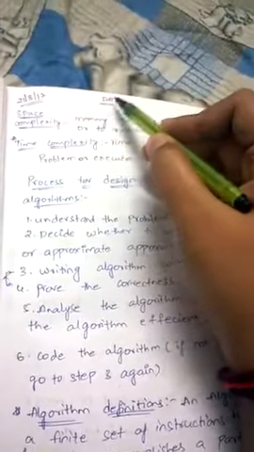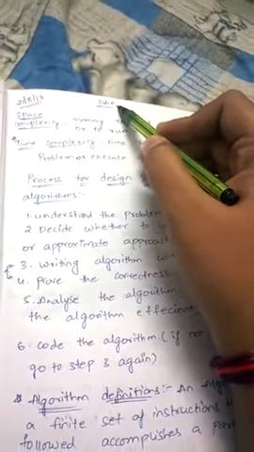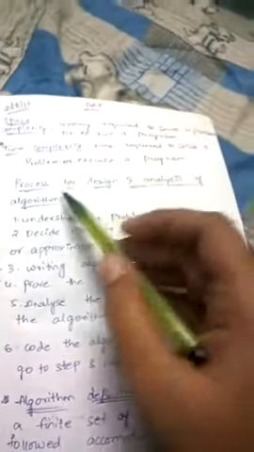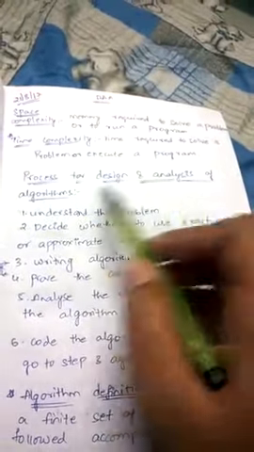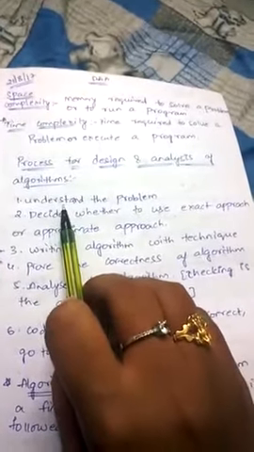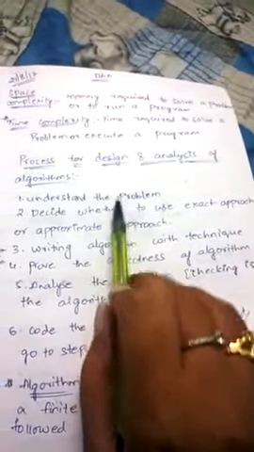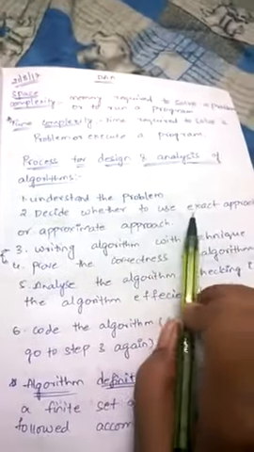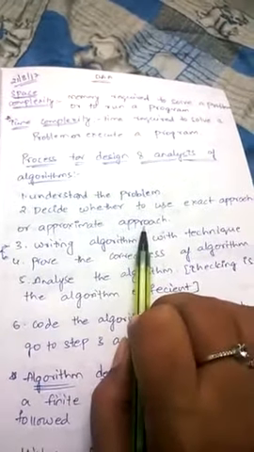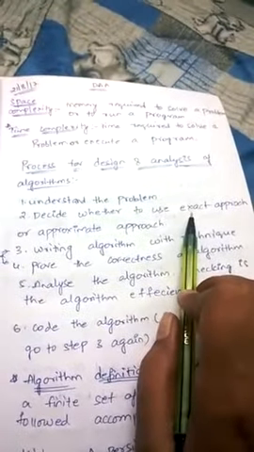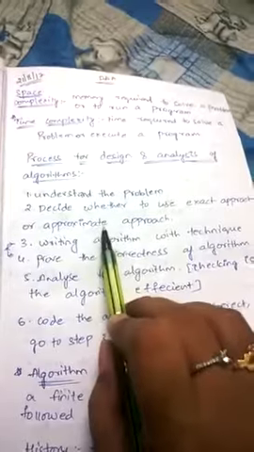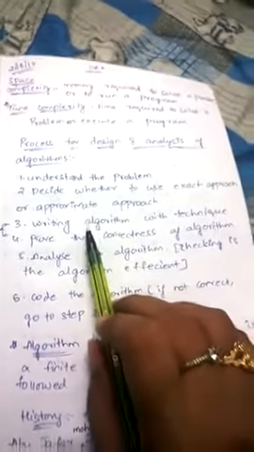DA stands for Design and Analysis of Algorithms. That means we are designing and analyzing the algorithm. Now let's see the process for designing and analysis of algorithm. In the process, the first step is we should understand the given problem. Next, we should decide whether to use the exact approach or approximate approach, because all the problems may not have the exact approach, so sometimes we have to even use the approximate approach.